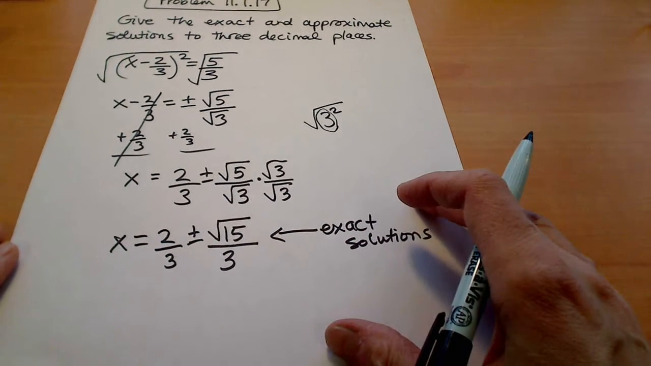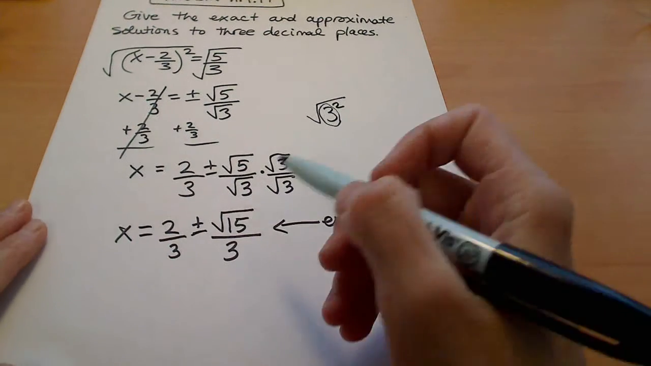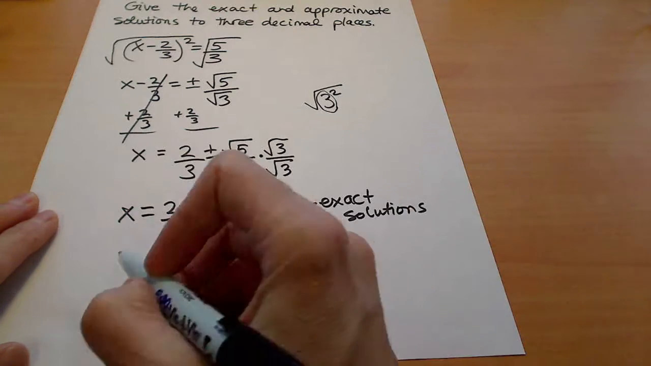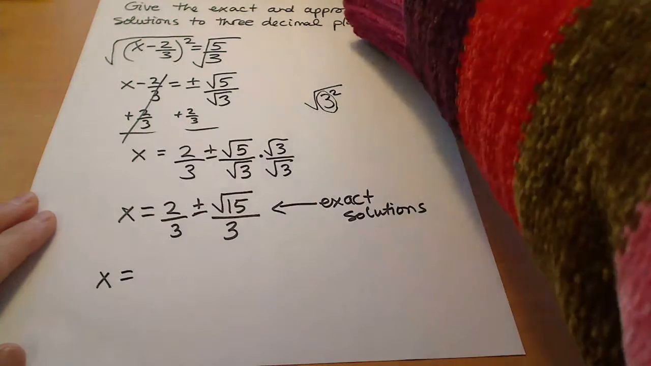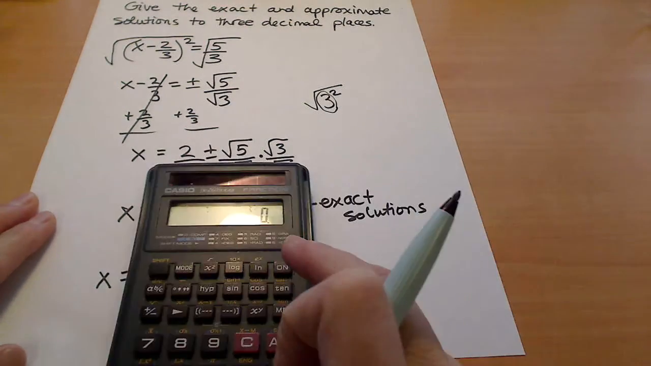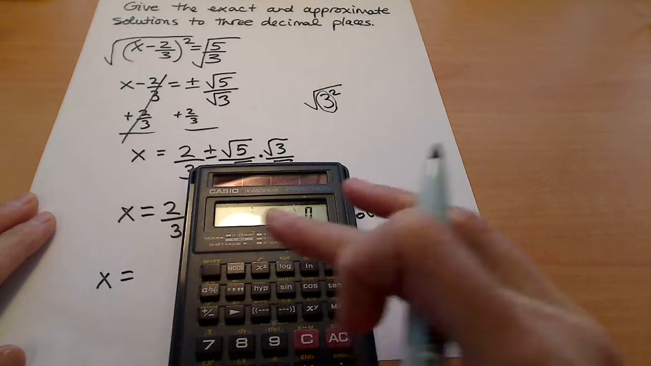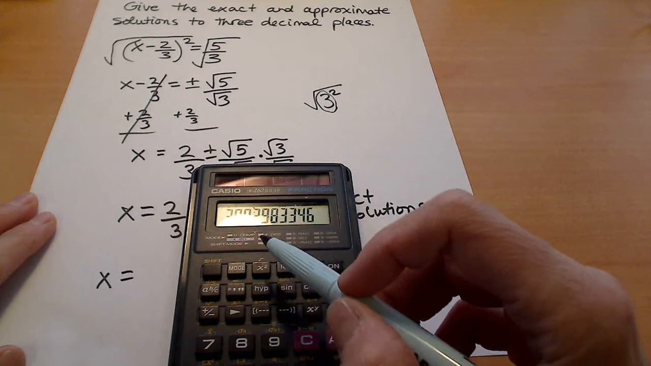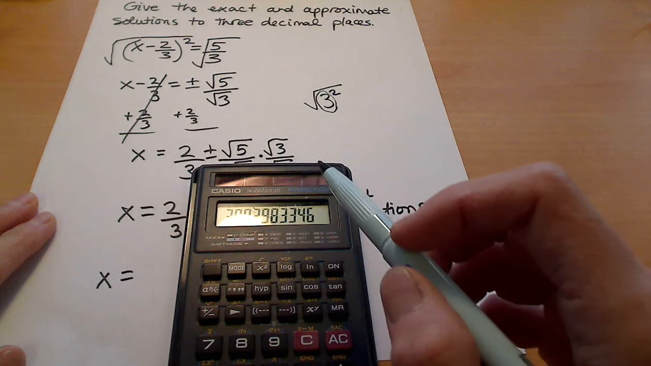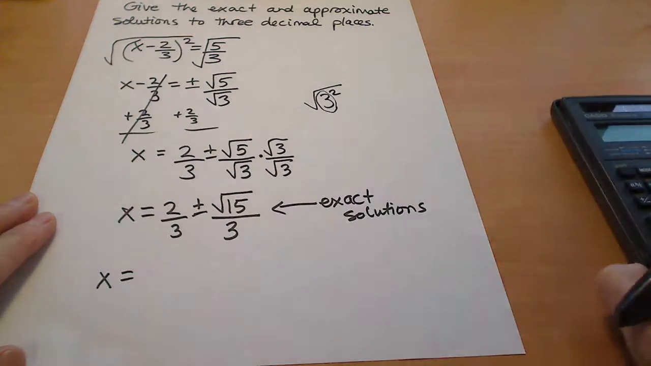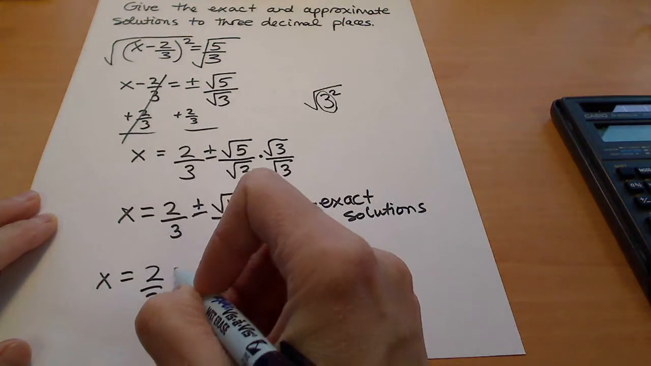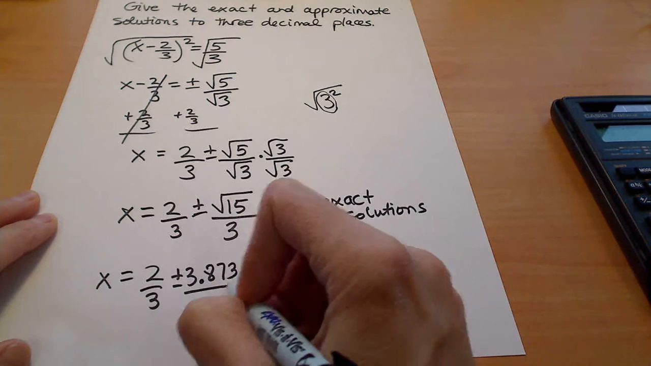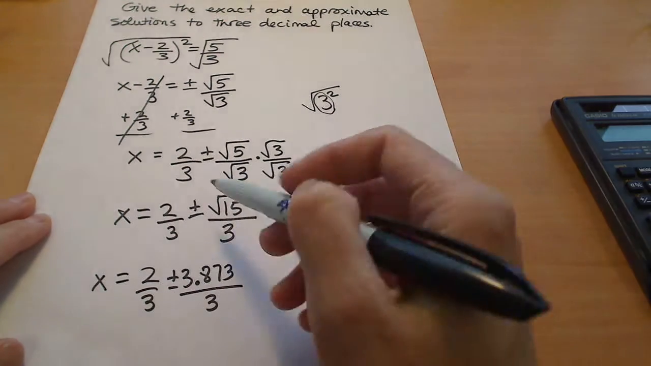Okay, and they did also want the approximate solution. So what you're going to do with the approximate solutions is use your calculator to just estimate the square root of 15. And they said to 3 decimal places, so let's go ahead and do that. So I'm just going to plug in 15 here and take the square root, and I get 3.8729, so it's going to be 3.873. So this will be 2/3 plus or minus 3.873 over 3.